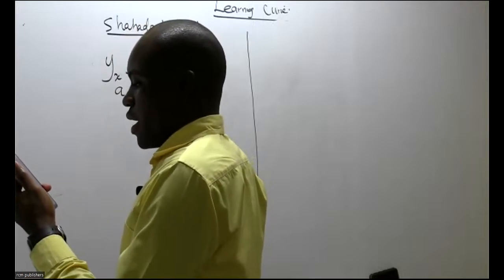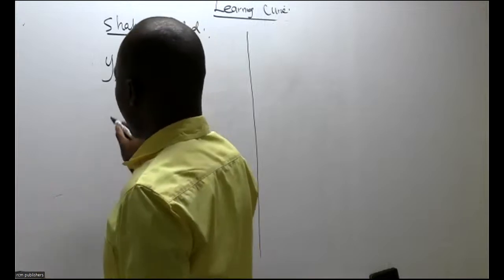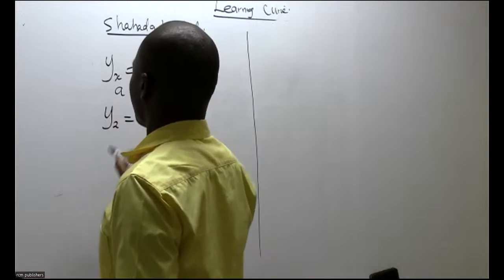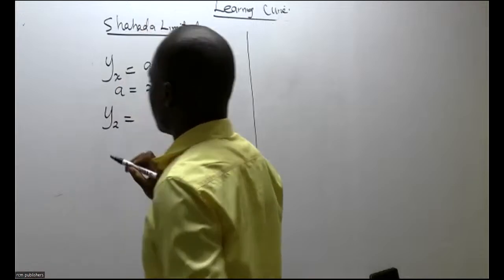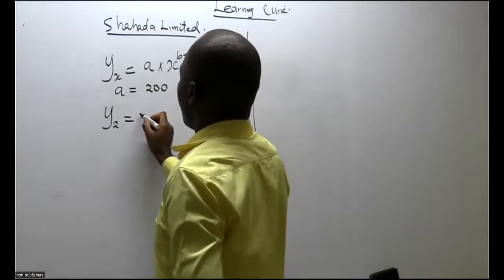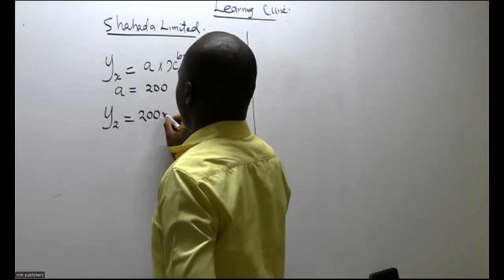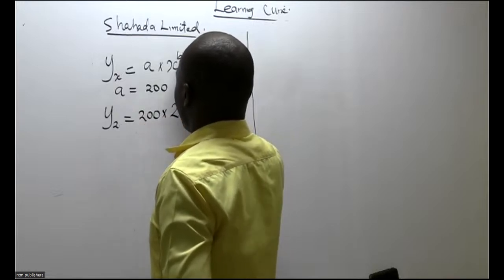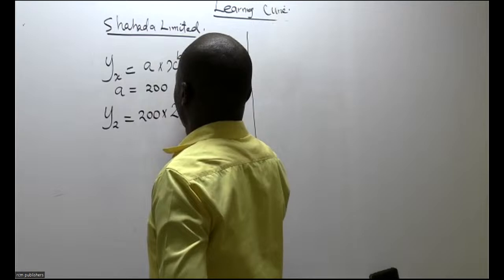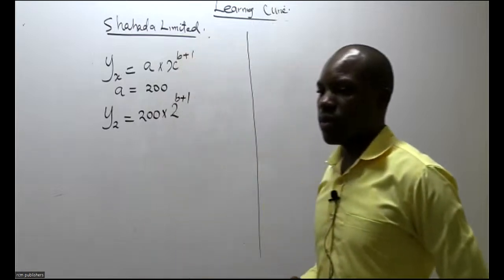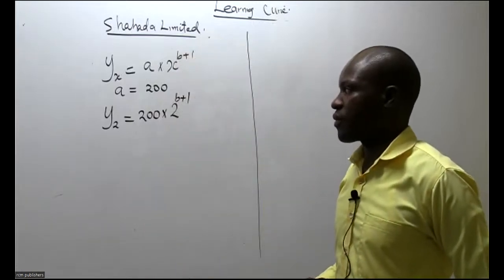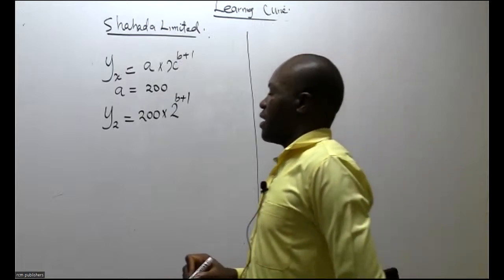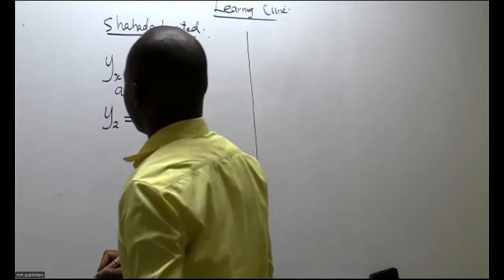Then, another thing that you have been given there: time taken to produce the first 2 units. That is Y of 2, which is equivalent to A, which is 200, times X, where our X is 2, raised to the power B plus 1. That is what we have there.